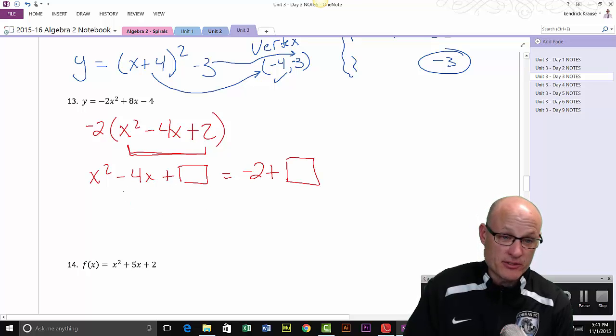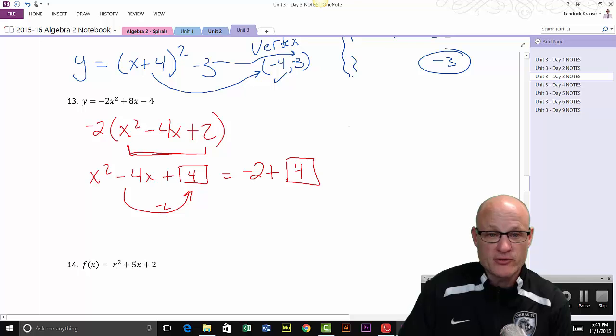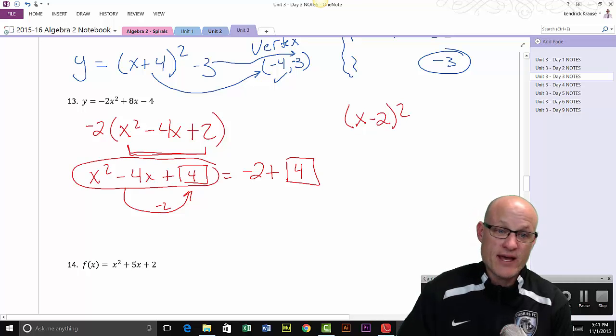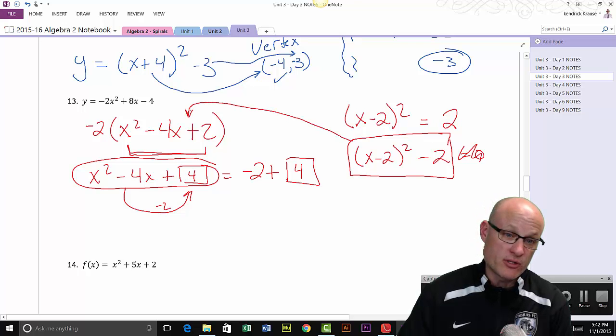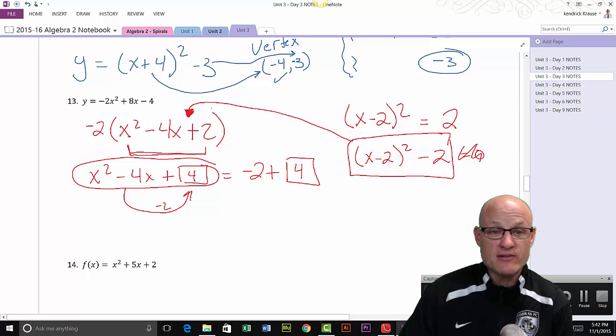And then we're going to take half the middle and square it. Half of −4 is −2 and squared is 4. So we're going to put a 4 on both sides. So what I end up getting is (x − 2)², because that's this thing factored, is equal to positive 2. And then when I bring that 2 back, I'm going to get (x − 2)² − 2, and that equals 0, but we don't need to worry about this anymore. So this is the new middle piece, because remember, in order to do completing the square with a number out front, we have to get rid of that number.